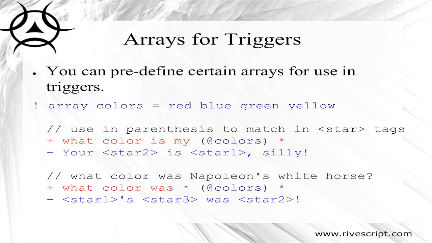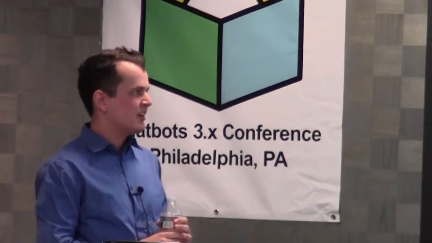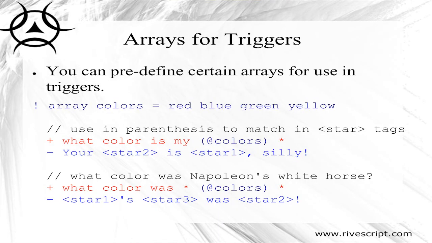All right. Triggers can have arrays. So here you can see you set an array of colors: red, blue, green, yellow. And you can use those arrays in your triggers as placeholders for any one of those words. So you can have, like, what color is my @color star? So you could ask the bot, what color is my blue shirt? And the bot will say, your shirt is blue, silly. Or what color was Napoleon's white horse? So it'd say, Napoleon's horse was white.